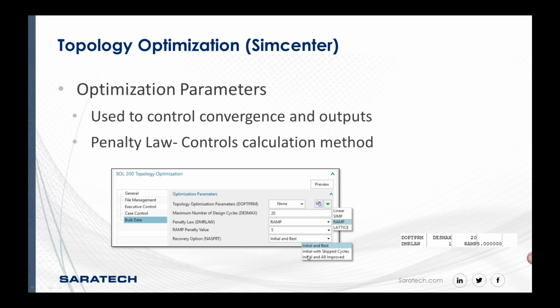If you are doing this, I recommend doing a lot more than 20 design cycles. I've noticed while running these solutions, you want to make sure that you have a decent amount of design cycles. I was getting good results when I put at least 50 design cycles. It will take a little bit longer, but then it gives a lot more iterations. And I like to change my recovery options to initial and all improved so that you get to see the results as it goes through every one of those design cycles that you specify.